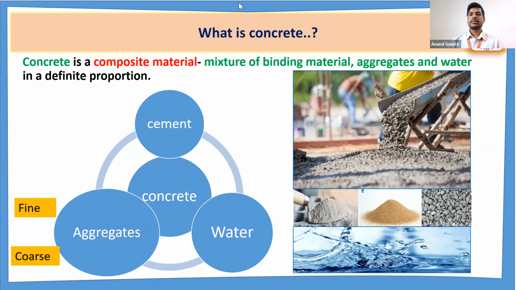It is a simple definition. So we have to define like this: concrete is a composite material. Composite is nothing but here we are using more than 2 materials. That is why we are calling it a composite.